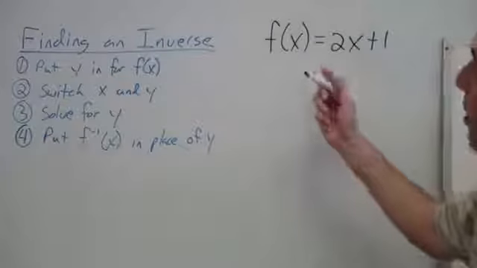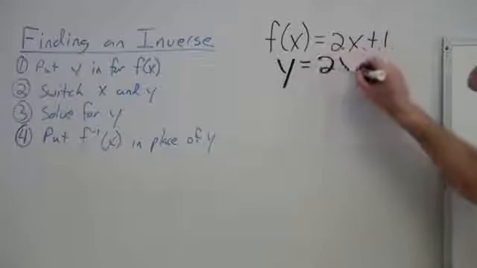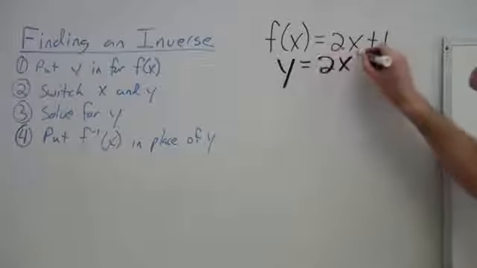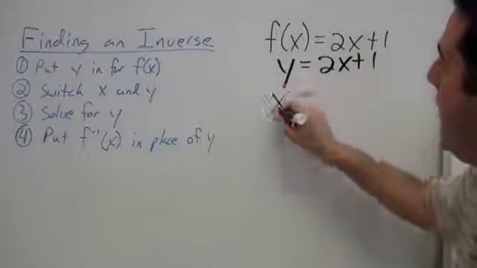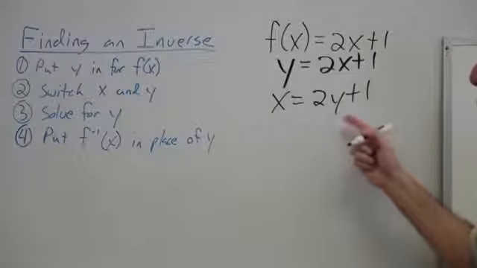So let's try it on this one. First, we'll put y in the place of f of x. Now, the thing that creates the two inverses, switch the x and the y. And now let's solve it for y.